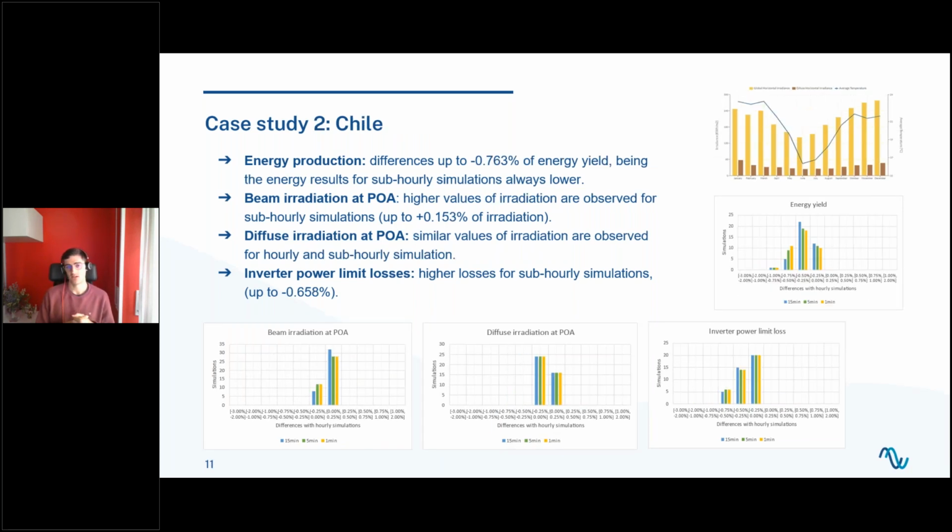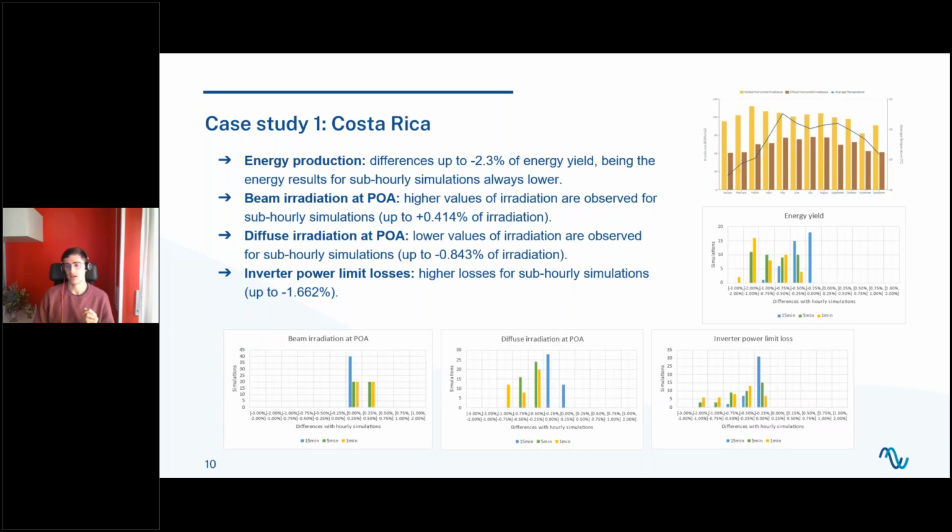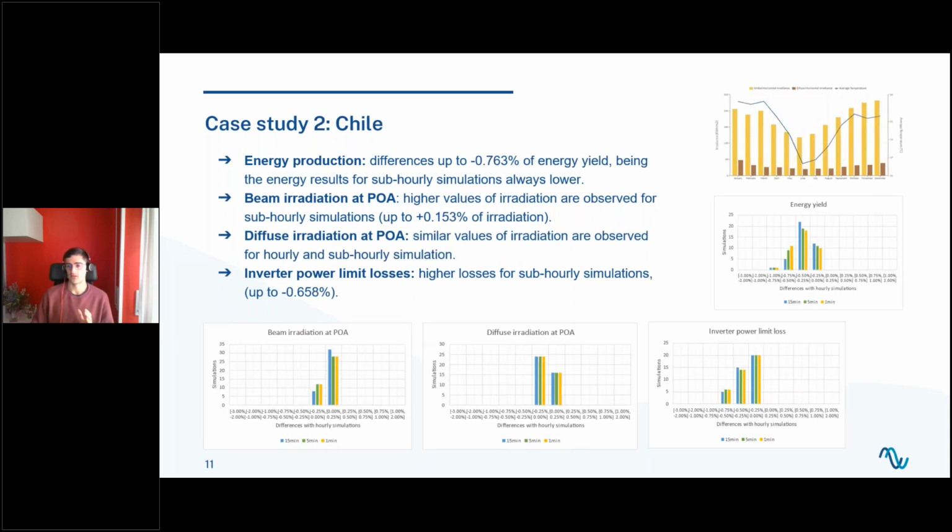If we go to the second scenario, to Chile, we can see now how the distribution of energy yield estimation is more centered. We always get less energy for sub-hourly simulations again, but now the distribution is closer to 0%. If we evaluate the beam and diffuse irradiation, we can see how the differences are not that high, and the values are quite close. But again, for inverter power limit losses, we observe how there are always higher losses for sub-hourly simulations.